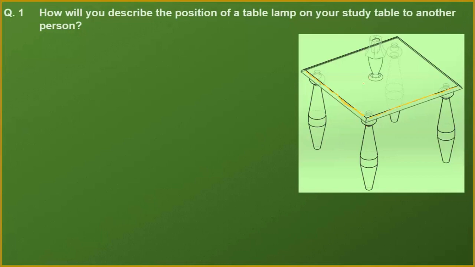So I take the distance of the table lamp from the bottom edge as well as from the left edge. Okay, if I say from the bottom edge, it has a distance of 3 units, and from the left edge it has a distance of 2 units. So see what exactly the distances I have.